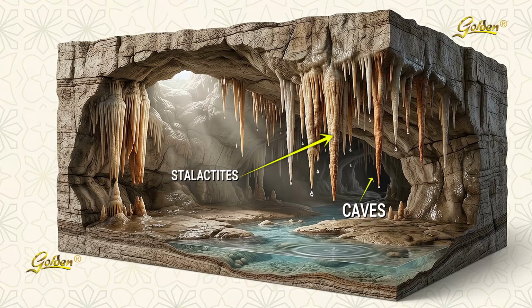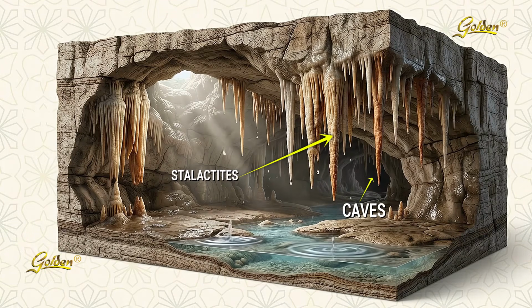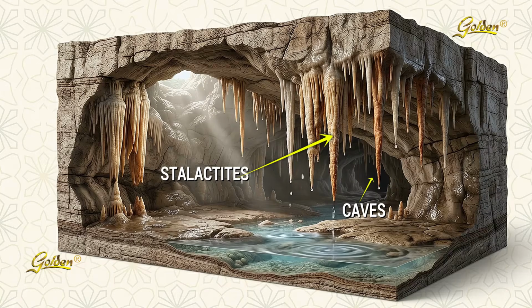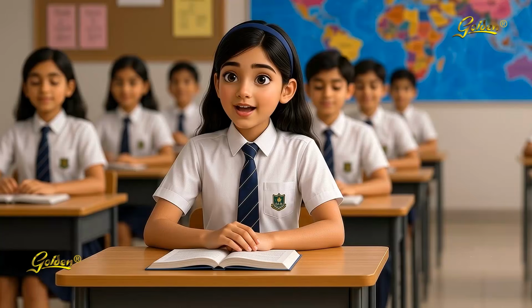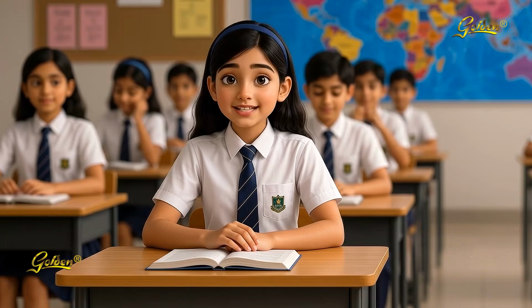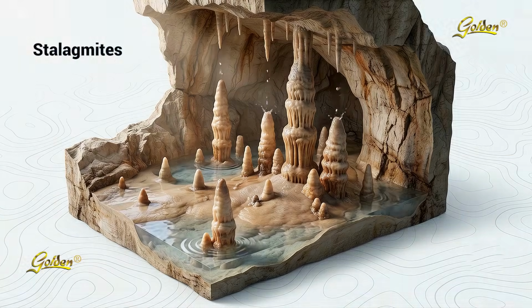Caves are large hollow spaces carved out underground. And stalactites are icicle-shaped mineral formations that hang from the ceiling of a cave. And what about stalagmites, sinkholes, and underground rivers, ma'am?